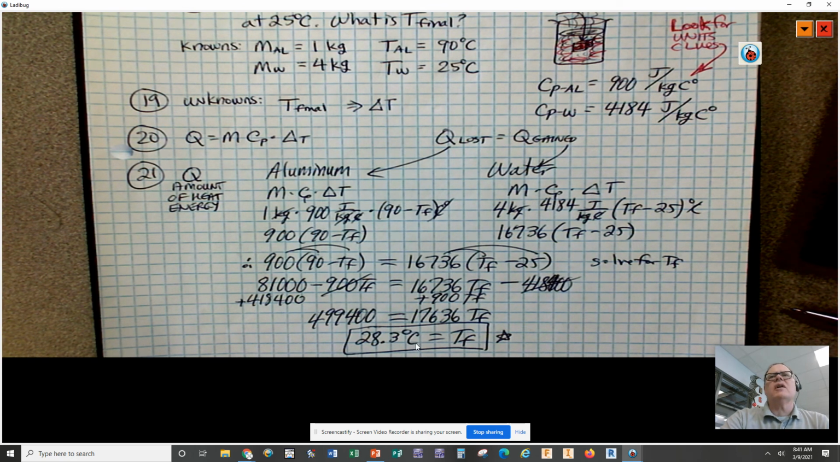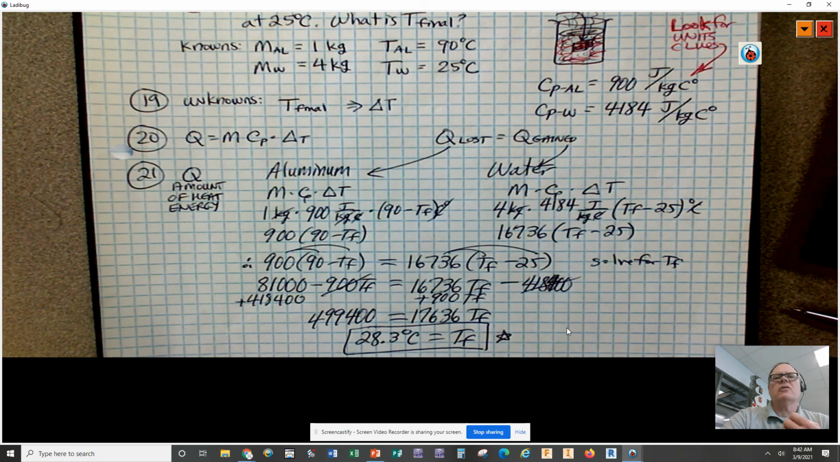So you notice that the aluminum started at 90 and the water started at 25. And even dropping that small chunk of aluminum in a bigger chunk of water only raised the water temperature about 3 degrees Celsius. So this is the process that you will go through for the other problems, the applications in 133.